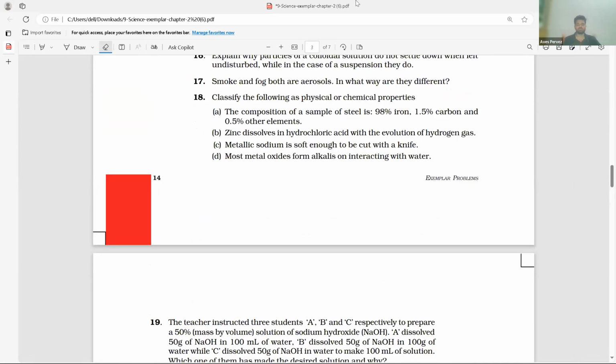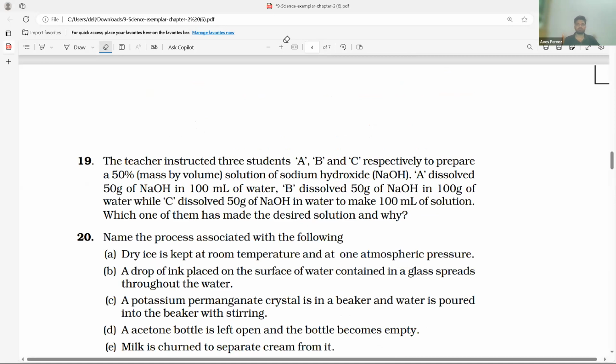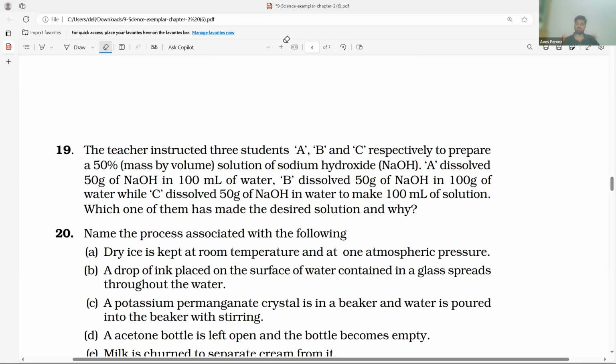Tell me who is correct. Oh, I changed the question just now. Question number 19 here on your screen. Now who is correct? So student C. The student C is correct.